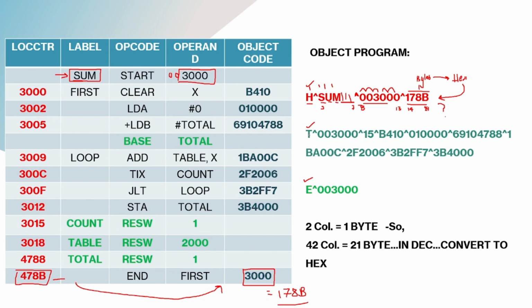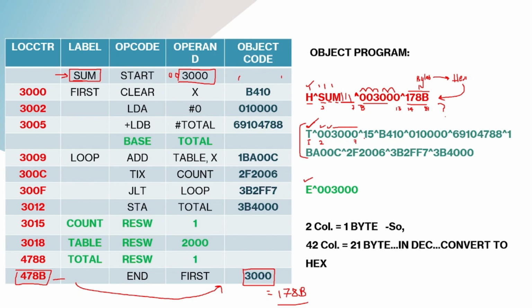Next, moving ahead, we have our text records. Text records will hold all the object code in them. The first column is T, so we put the T right here. Next, columns 2 to 7 hold the starting address of the object code in this record. Here in this text record, the starting address is the same as the program's, 00 and 3000. That is your starting address.